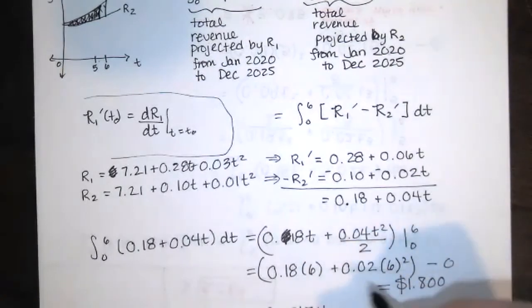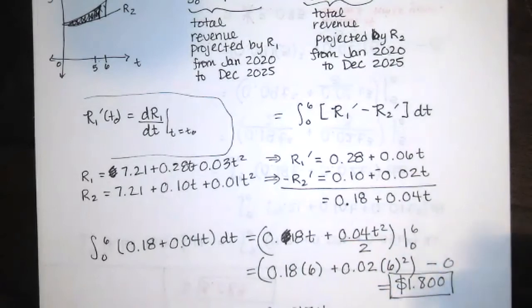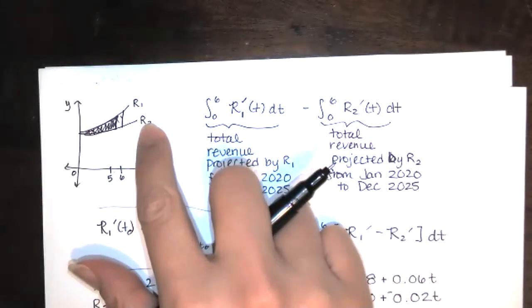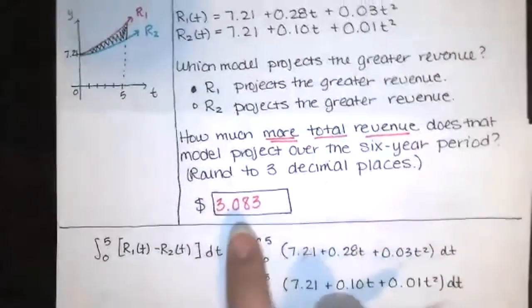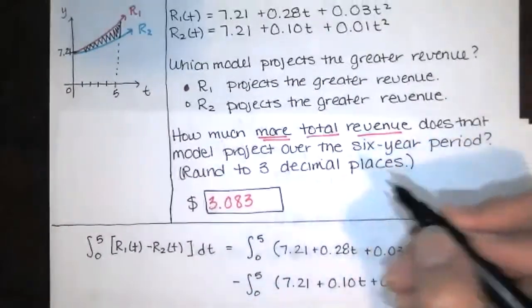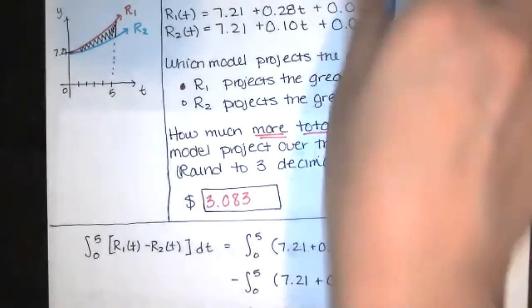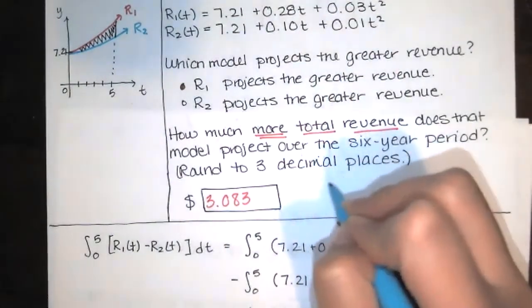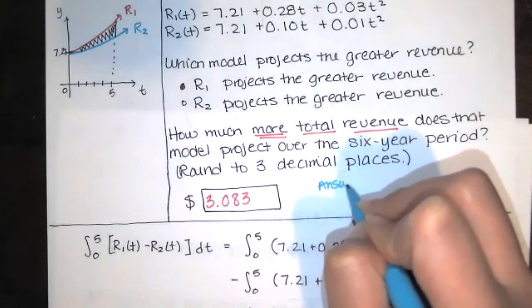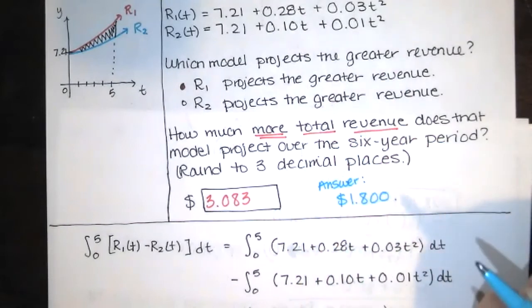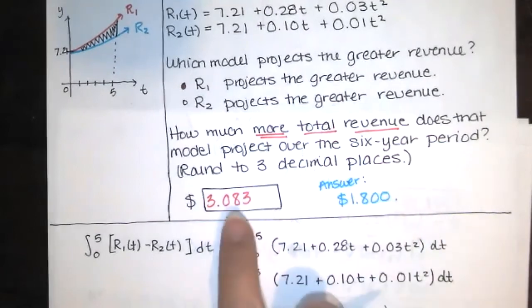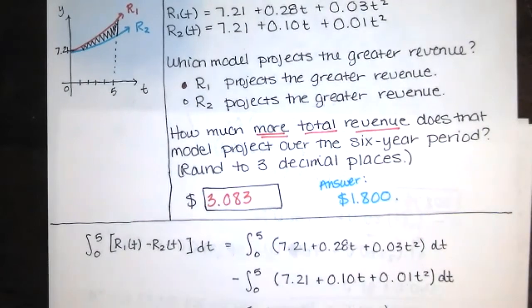That, I believe, is how much more total revenue is projected by our R1 than R2. Now the answer to the question that they are asking, I believe the true answer should be this. But that's actually not the answer that WebAssign is looking for.